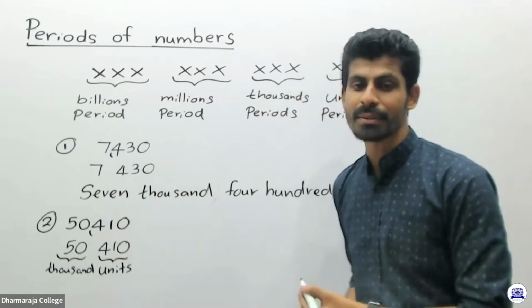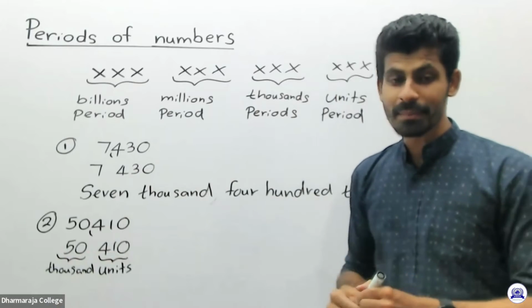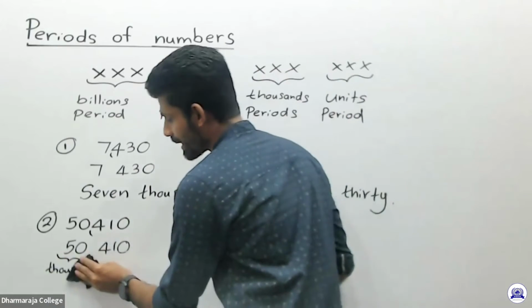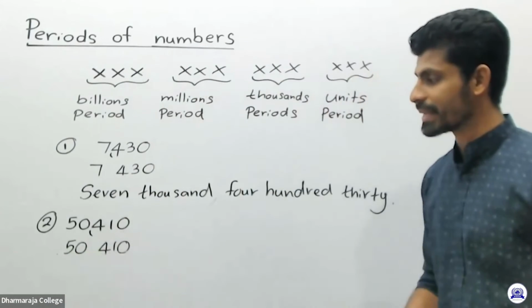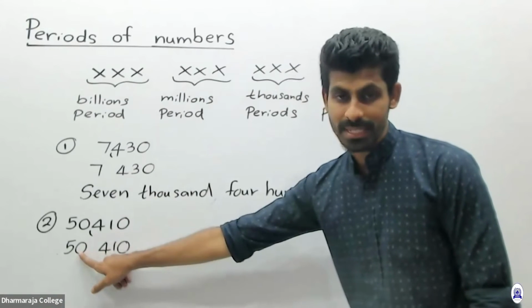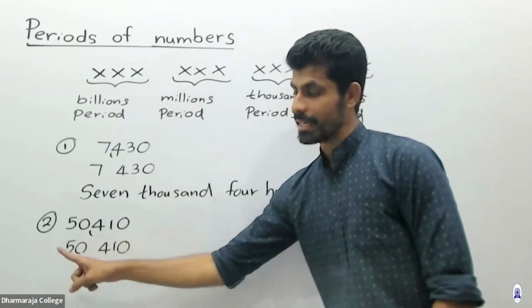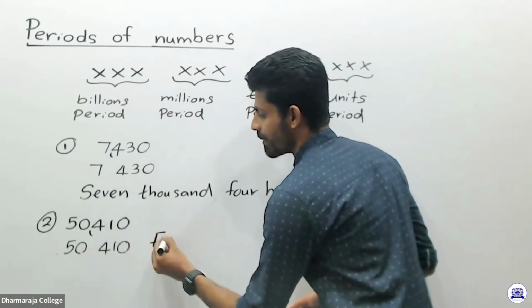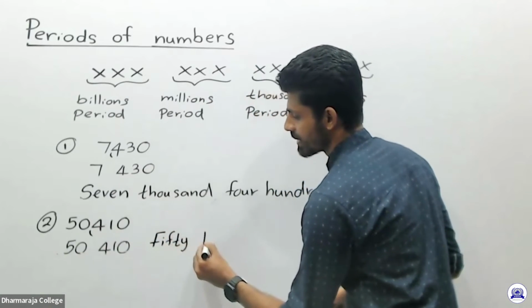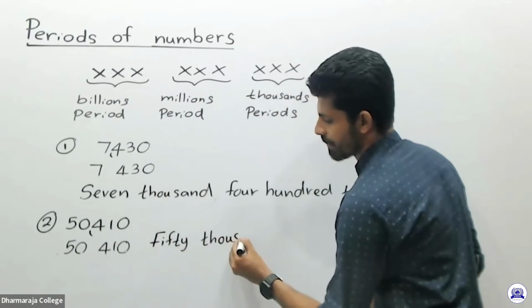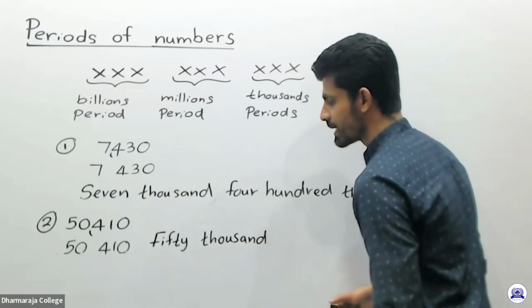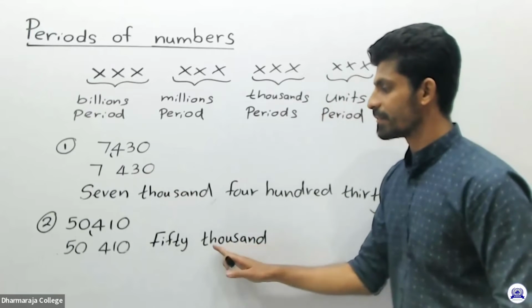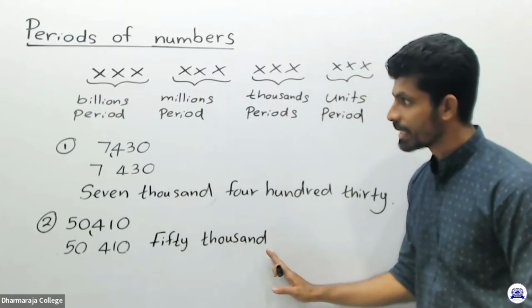And then how can you read the number? Just quickly read that one with me. Units, 1,000. 50,000.